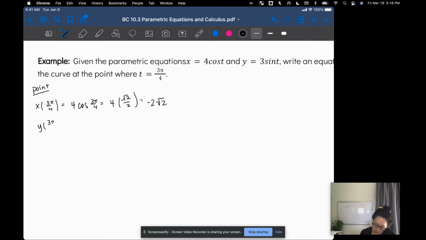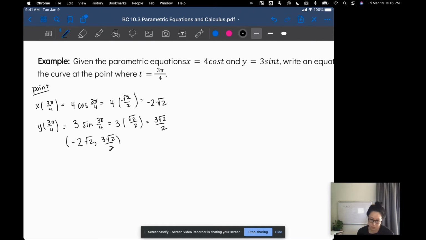The y value will be 3 sine of 3 pi over 4. Sine of 3 pi over 4 is, again, a 45-degree triangle, so we end up with side lengths of root 2 over 2, and sine is positive in the second quadrant where 3 pi over 4 is. So we end up with 3 root 2 over 2. So the point on the curve would be negative 2 square root 2, comma 3 root 2 over 2. Now we need the slope.